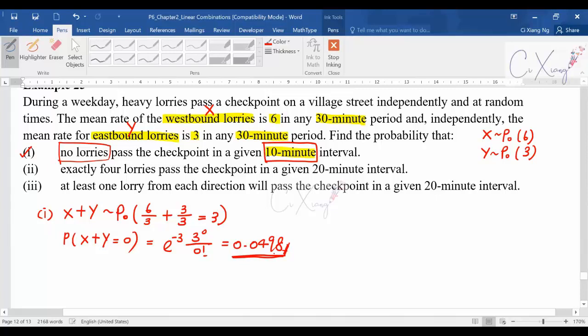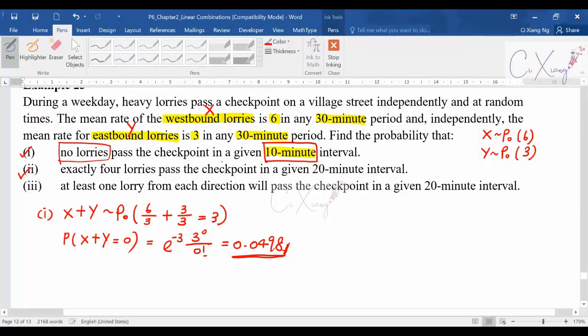Okay, so to me, I don't think it is hard, right? You just need to know there are actually 2 types of lorry here, and therefore you combine them to become a single Poisson distribution. Okay, then now let's have a look at part number 2.